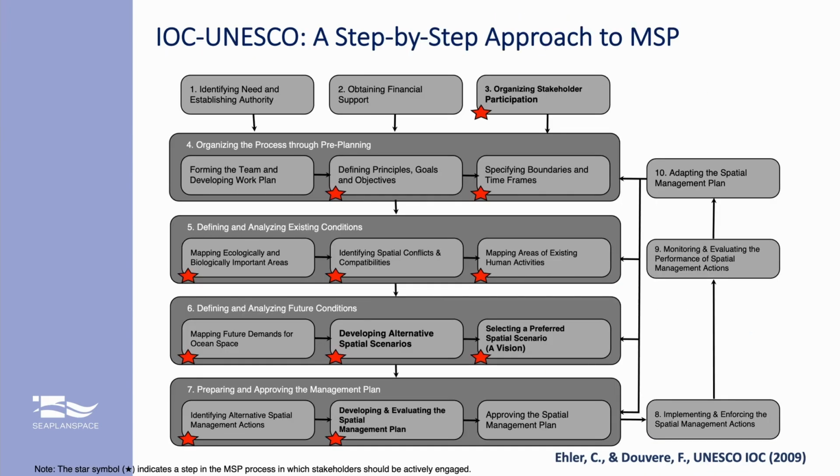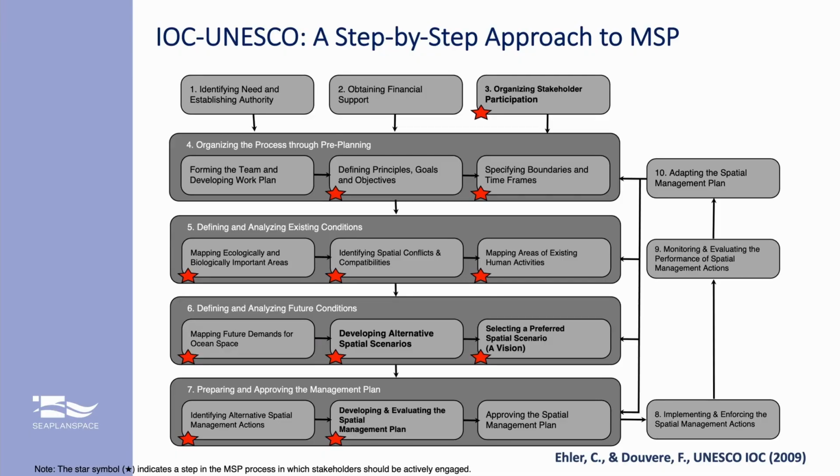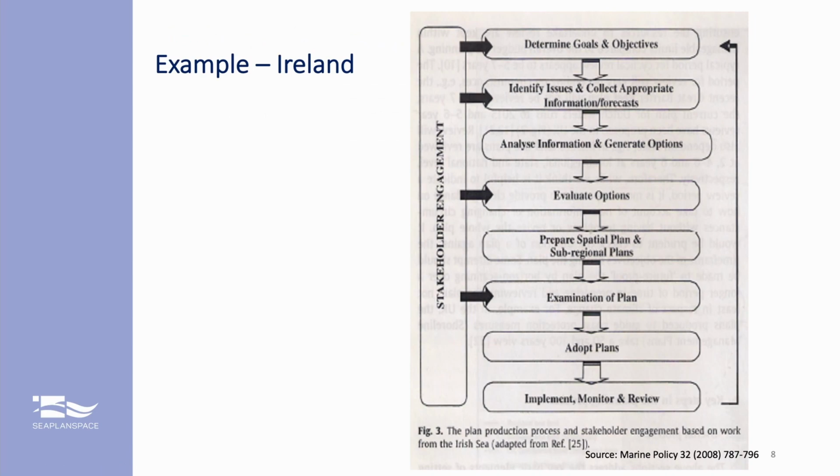This cycle looks quite different in the so-called step-by-step approach of IOC UNESCO, which is quite well known worldwide. But it is not seen here as a cycle. It is more defined, as it says here, step by step. But if you look into the details, the steps are very similar to the cycle we have seen before, meaning that you first have to define the objectives, then analyze the existing conditions as well as future conditions, in order to go into the preparation and approval of the management plan itself. And here you then see how this was framed by Ireland.